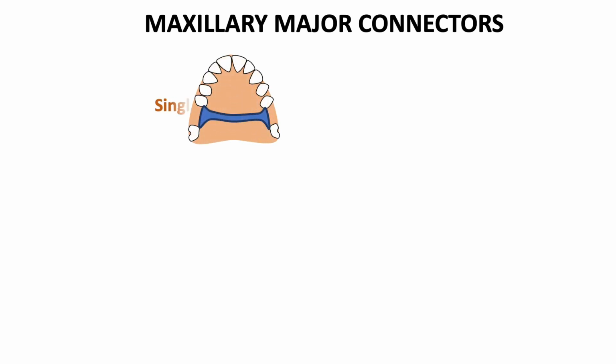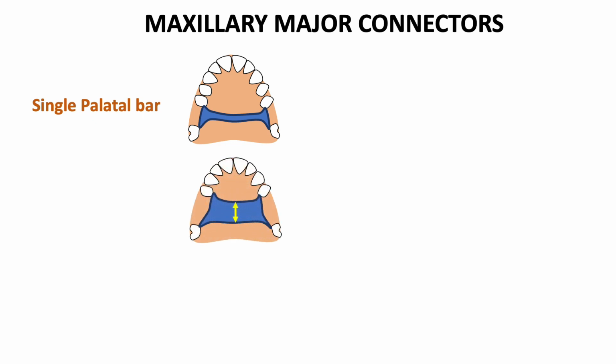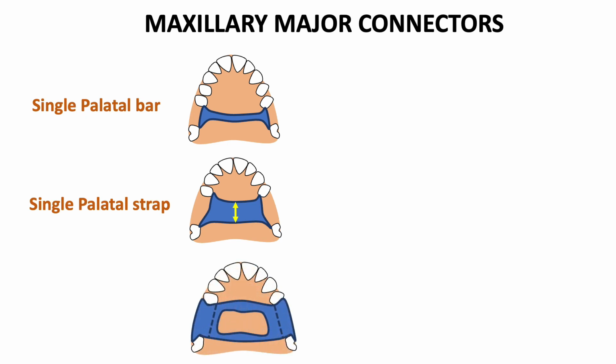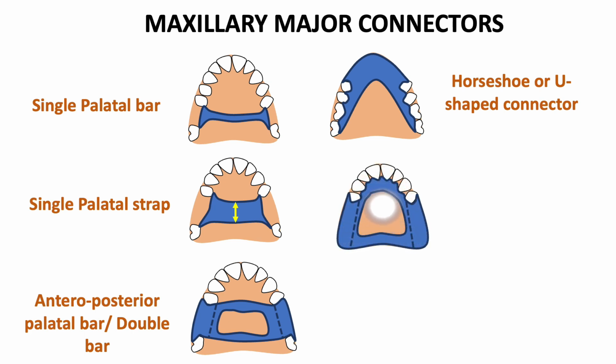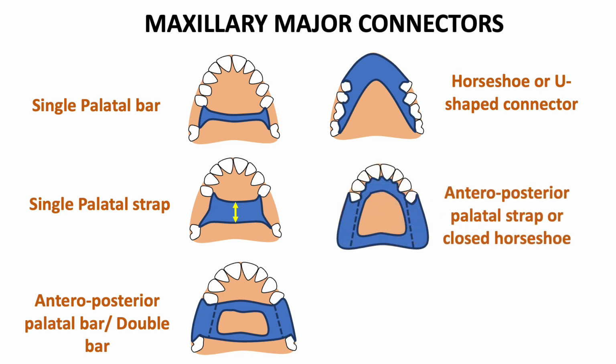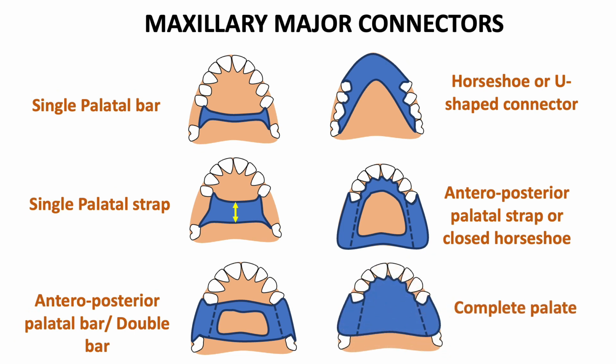First one is the single palatal bar. Second one is the single palatal strap, as you can see the strap. Third one is the anterior posterior palatal bar or double bar, as you can see in the figure. Then we have a horseshoe or U-shaped connector. Fifth one is the antero-posterior palatal strap or closed horseshoe shape. And the last one is the complete palate. We'll discuss each and every major connector in detail in a later video.